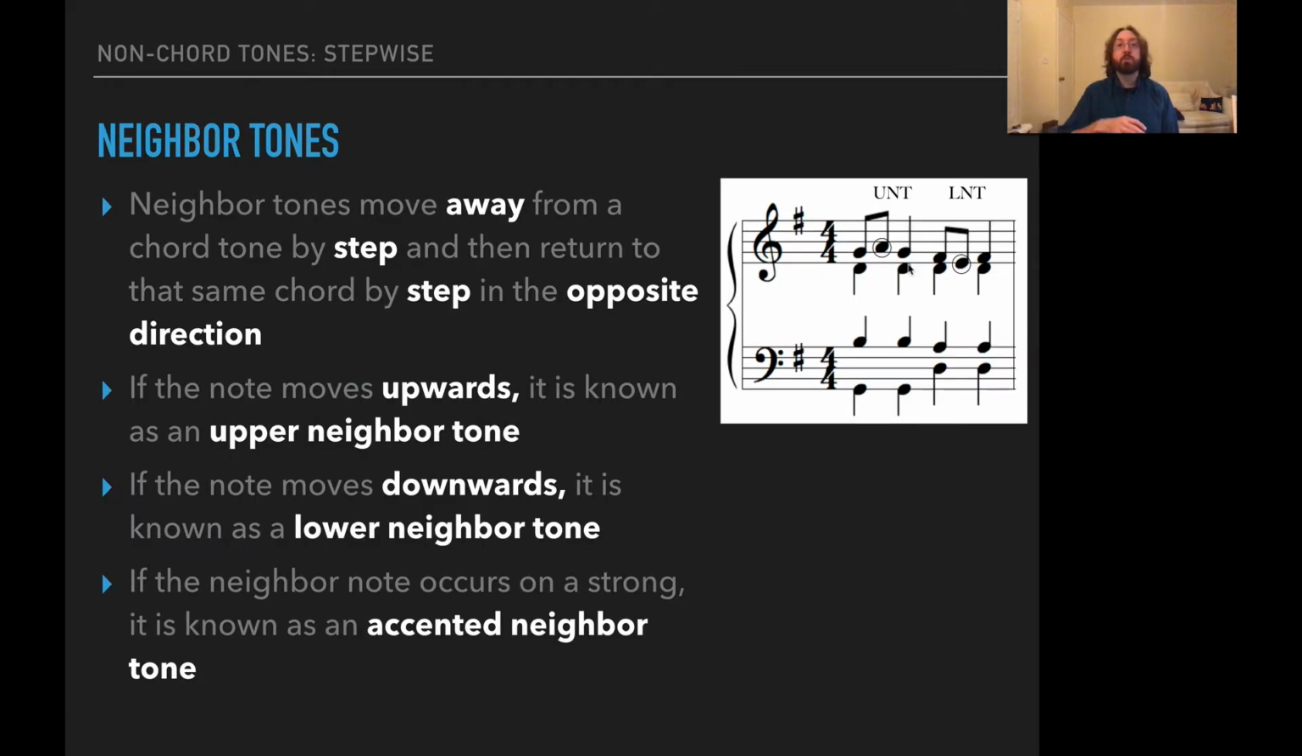Neighbor tones will move away from a chord by step, and then will return to the same note of the chord by step in the opposite direction. If the note moves upwards, it is known as an upper neighbor tone. And if it moves downwards first, it's known as a lower neighbor tone. Let's take a look at this example here.